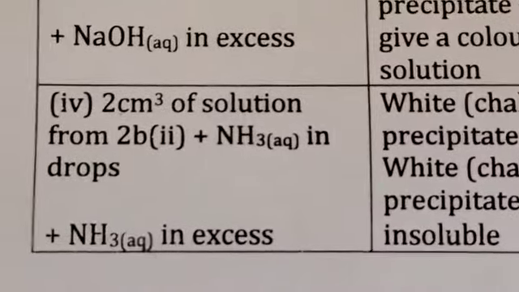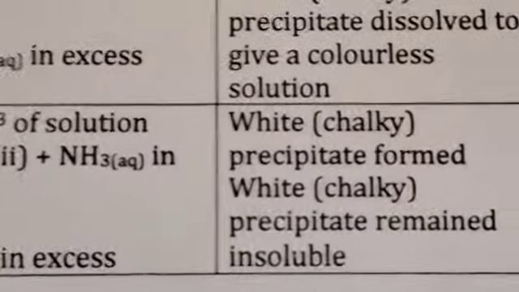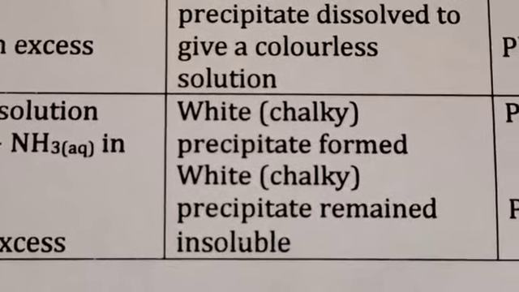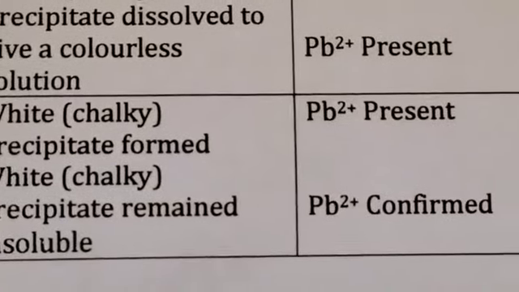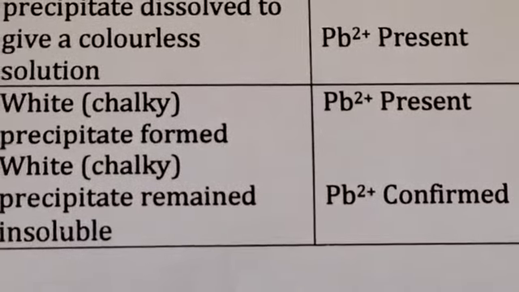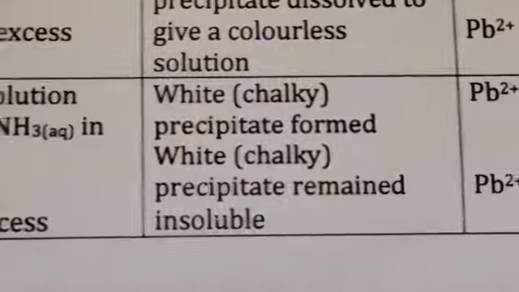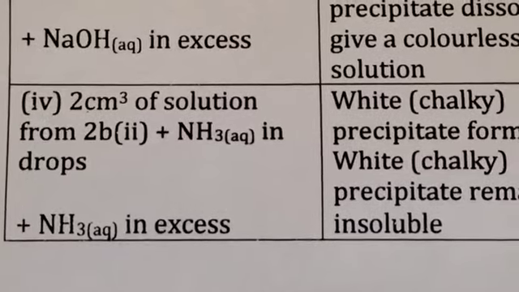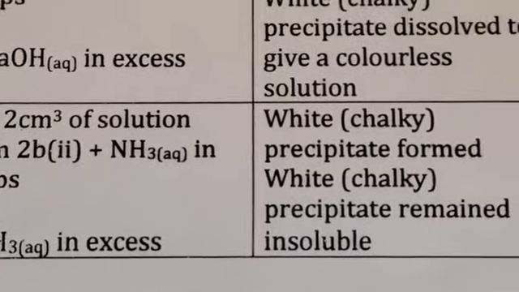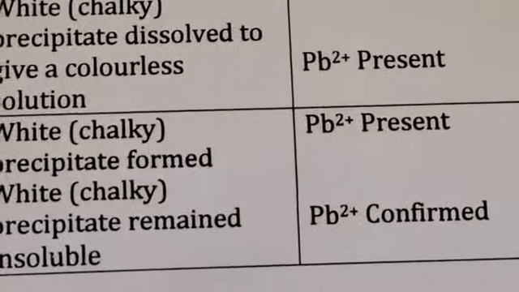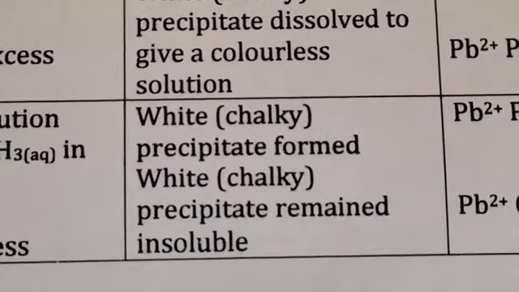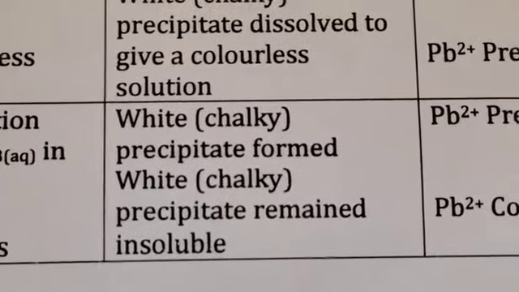Then plus aqueous ammonia in excess. Observation: white (chalky) precipitate remained insoluble. Lead-2 ion confirmed. We know that lead and aluminium ions do not dissolve in aqueous ammonia. But aluminium was not put in the inference because the white precipitate we observe is chalky, not gelatinous. That's why aluminium was removed.